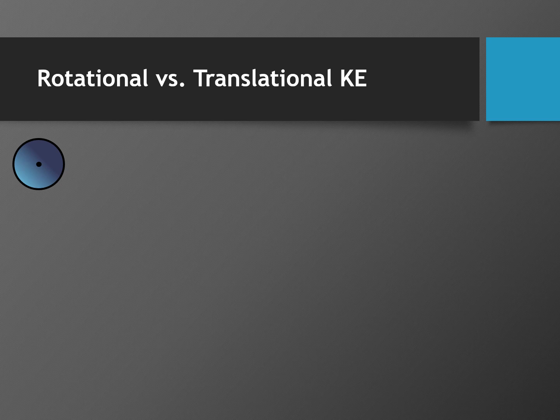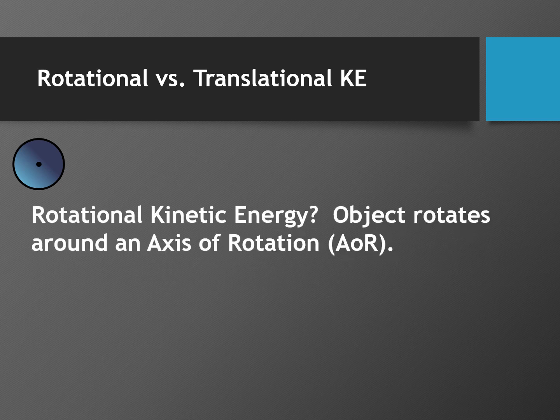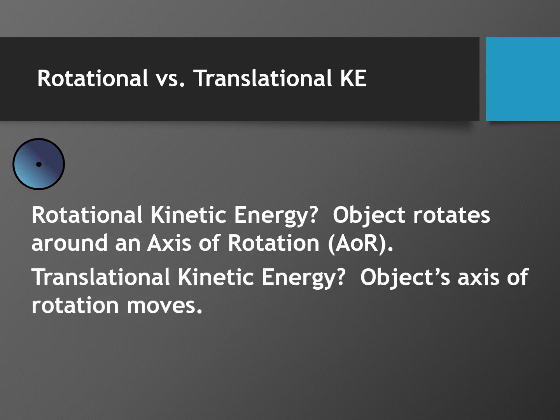So effectively what we can do is we can look at it this way. Rotational kinetic energy is when an object is rotating around an axis of rotation. So if you have an axis of rotation and the object is rotating around it, kind of like this, as the object rotates, then that object is considered to have rotational kinetic energy.